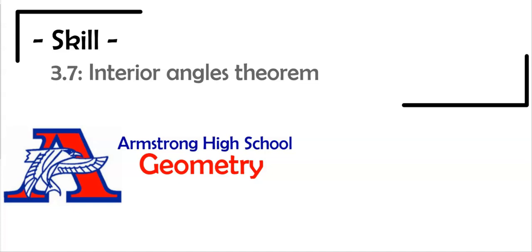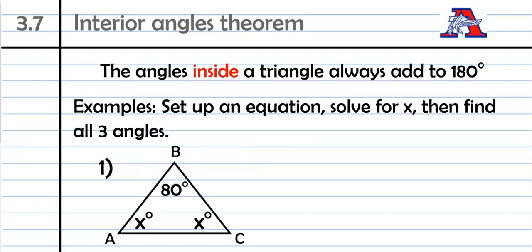Hey guys, this is skill 3.7, interior angles theorem. I actually referenced this a little bit in the last lesson, but we're going to dive a little deeper into it. What the interior angles theorem says is that the angles inside of a triangle always add up to 180 degrees. That's probably something you've heard many times before. So we'll just get into a couple examples here.